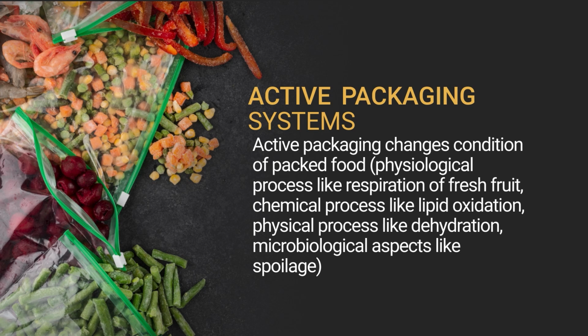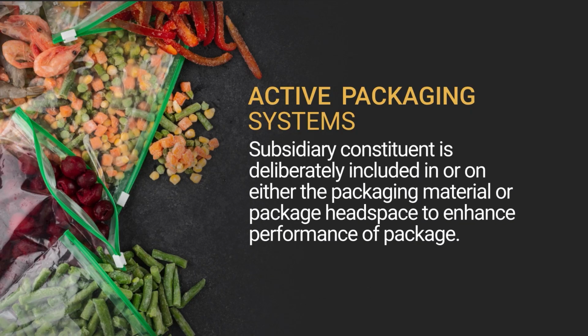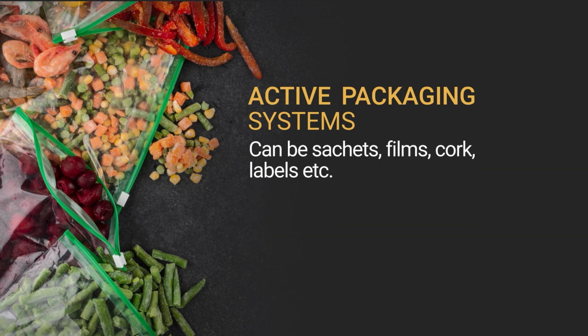The food conditions it changes are the physiological process like respiration of fresh fruits, chemical process like lipid oxidation, physical process like the dehydration of the product, or the microbial growth or spoilage of the product. So these can be changed by application of active packaging systems. A subsidiary constituent is deliberately included in or on either the packaging material or packaging headspace to enhance the performance of the package. And these can be used in the form of sachets, films, cork, labels, etc.